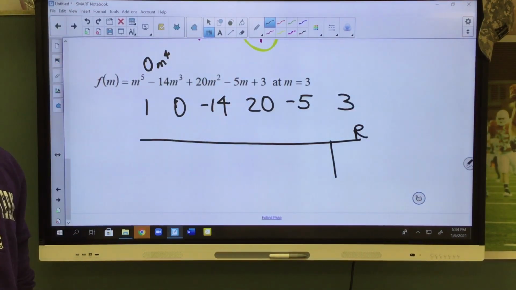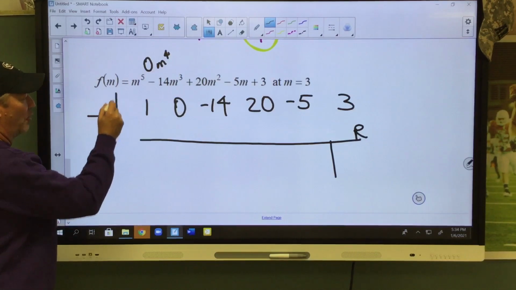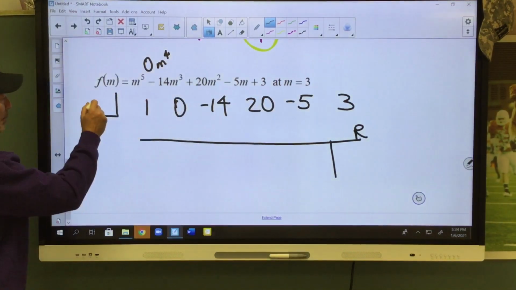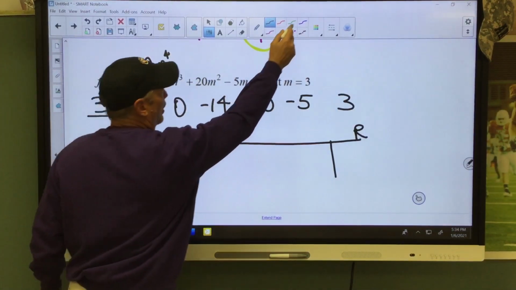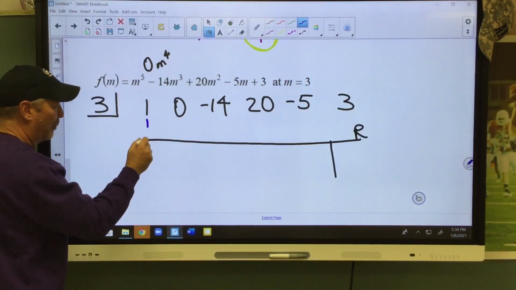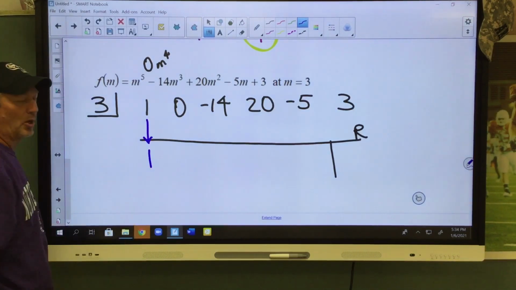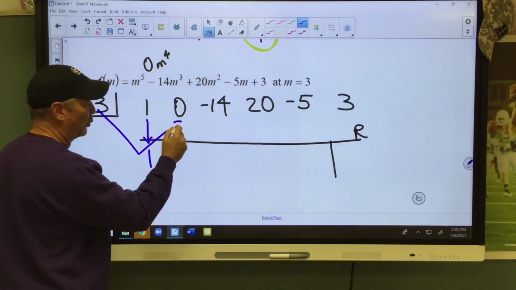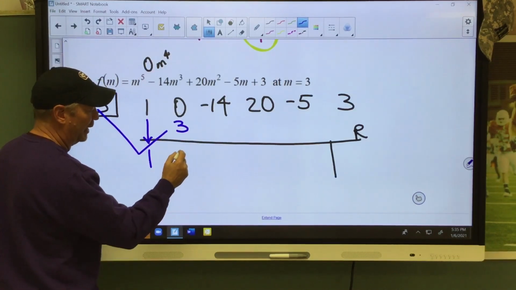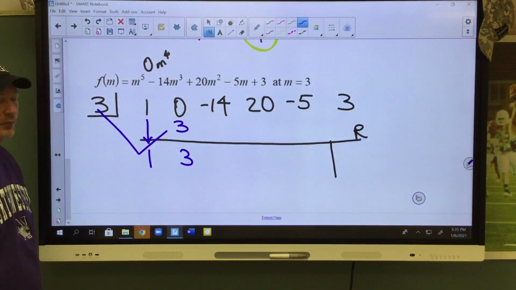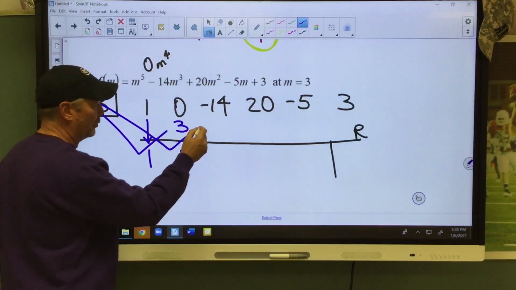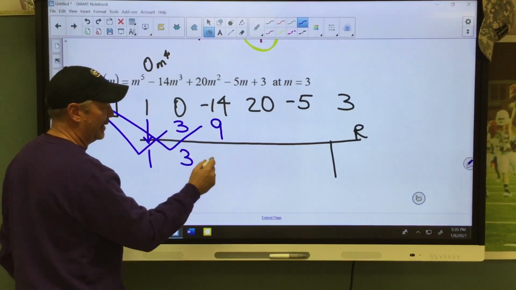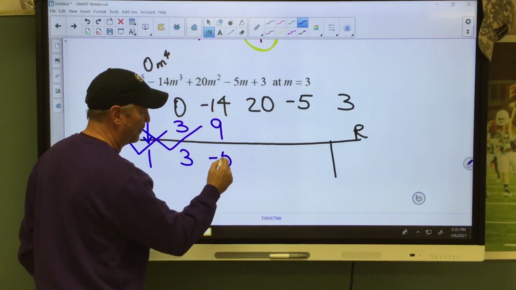What number are we going to use in our bracket? They've already told us that m equals 3. So we're going to use the number 3. We're going to bring down the number 1, and we start the multiplication. 3 times 1 is 3. When we combine, it leaves us with the 3. 3 times 3 is a 9. Negative 14 and 9 is a negative 5.